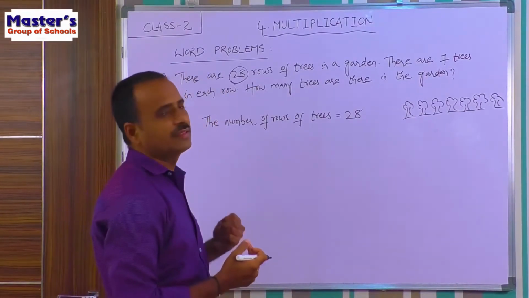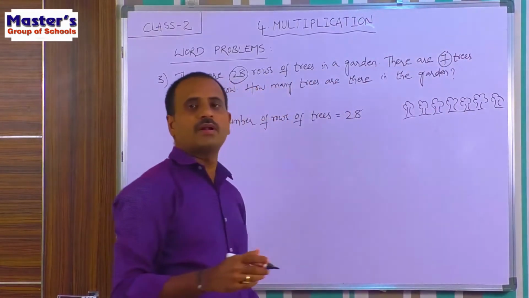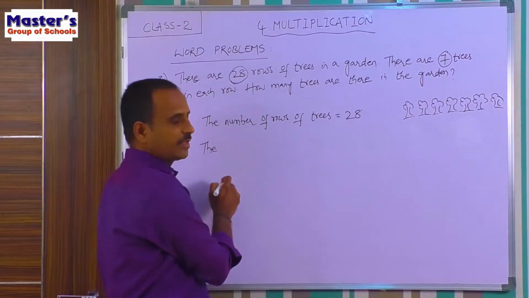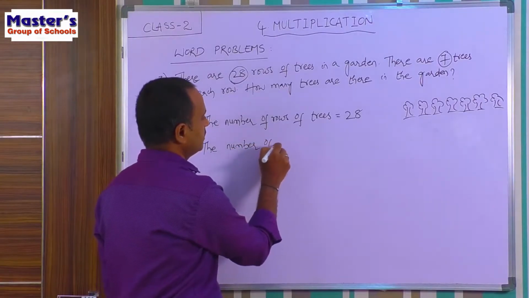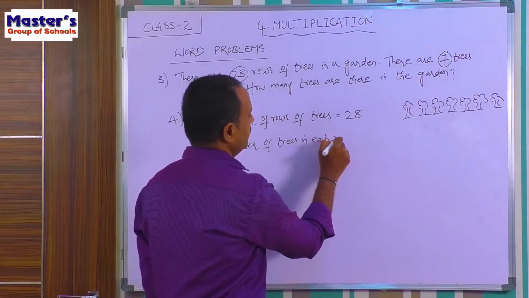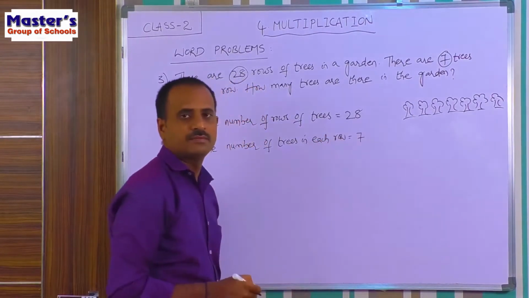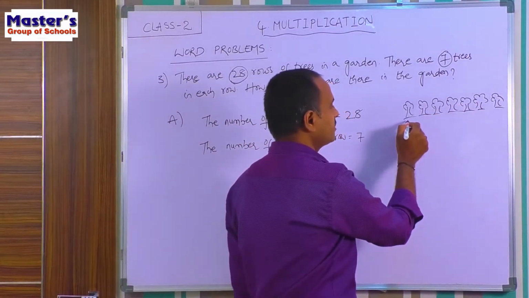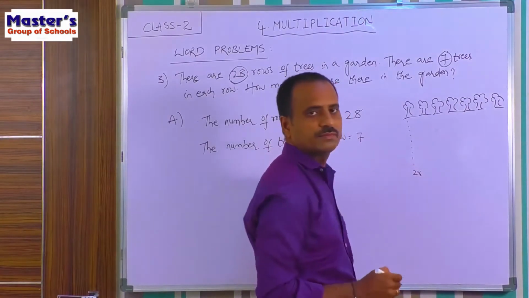And how many trees are there in each row? There are 7 trees in each row. That means the number of trees in each row. So write the second step as the number of trees in each row. The number of trees in each row is equal to 7. So just like this, 1, 2, 3, 4, 5, 6, 7, and such rows are there, up to 28 rows.